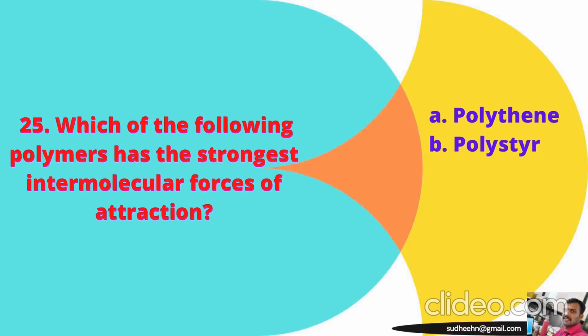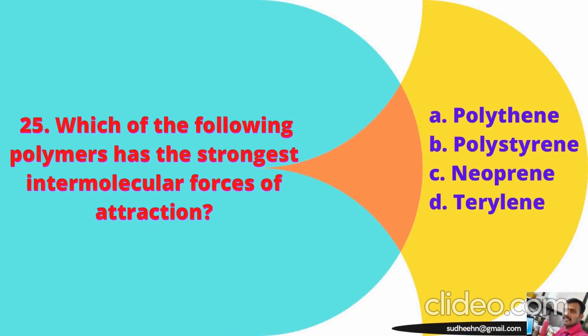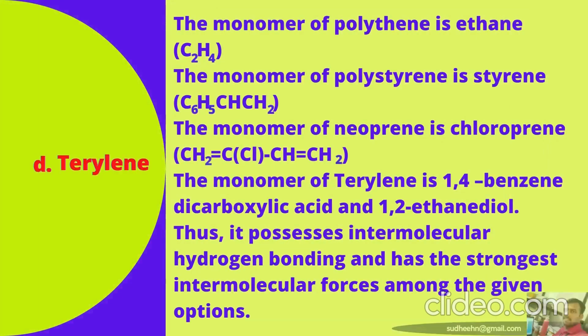Which of the following polymers has the strongest intermolecular forces of attraction? Options are option A, polythene, option B, polystyrene, option C, neoprene, and option D, terylene. And the right option is option D, that is terylene, because the monomer of polythene is ethene, C2H4. The monomer of polystyrene is styrene, that is C6H5CH=CH2. The monomer of neoprene is chloroprene, CH2=CCl-CH=CH2.